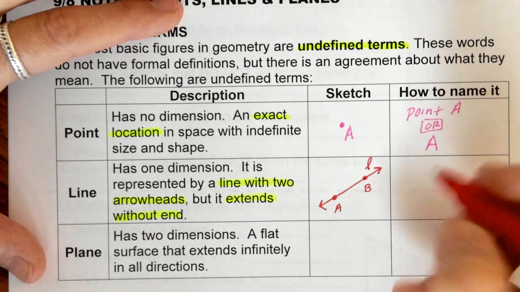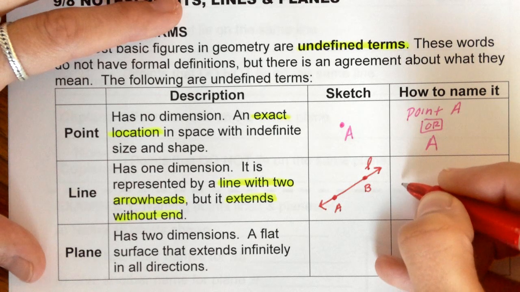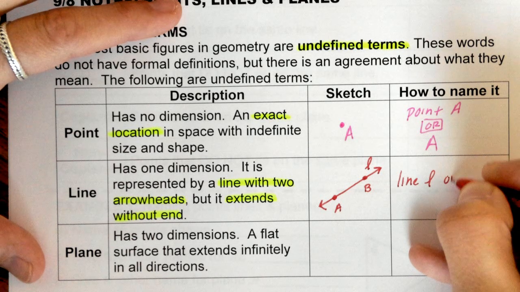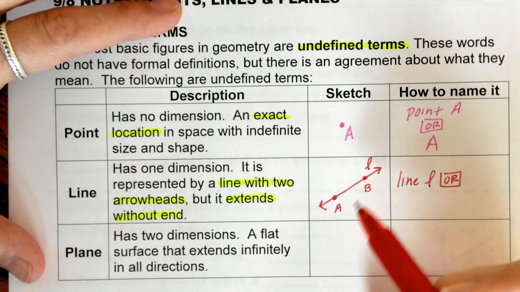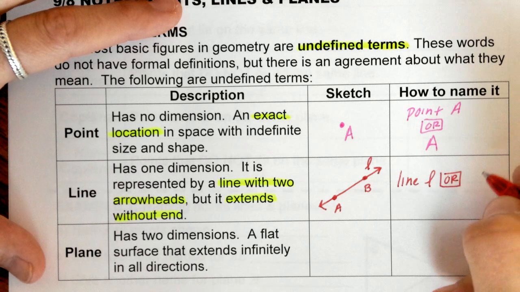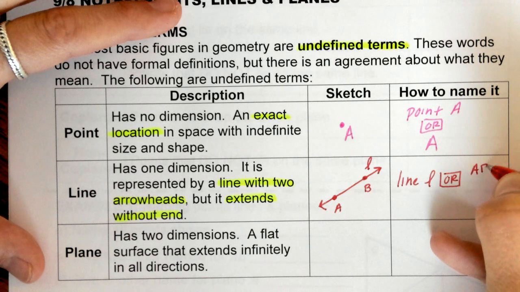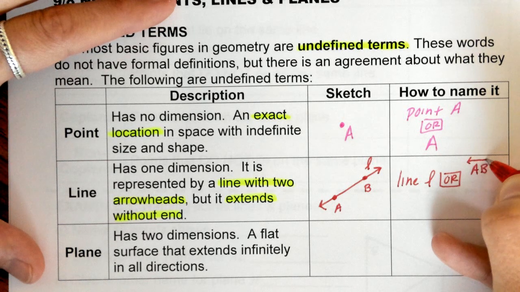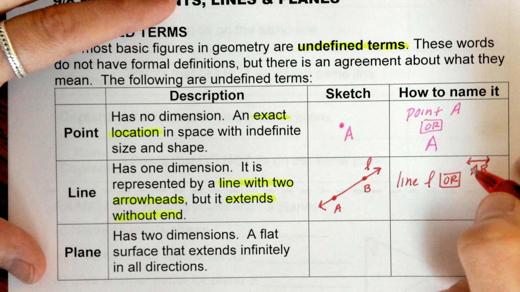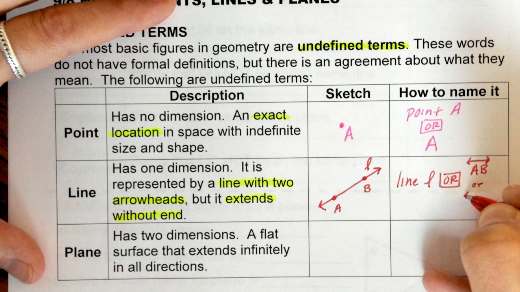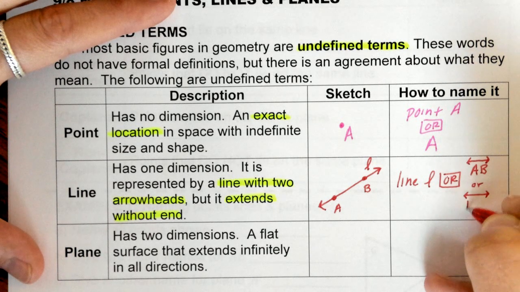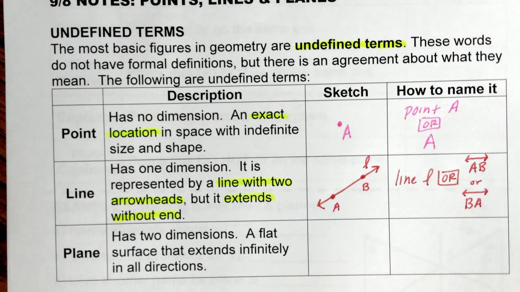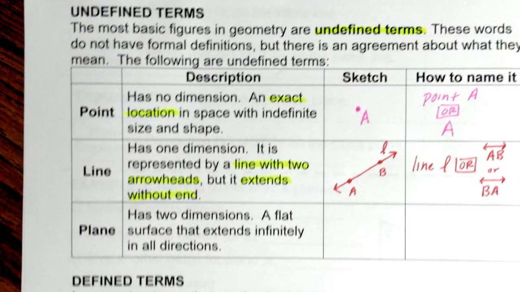So the way to name this is you can either call it line L, that cursive L, or you can name it with any 2 points on that line. So we could call it line AB, which, in order for us to understand that this is a line, you have to put exactly what the line looks like: a line with the 2 arrowheads above it. It does not matter what order they go in, we can call it line BA, either one of those. Okay, just any 2 points. If there was another point on it, just grab any 2 points that you want.